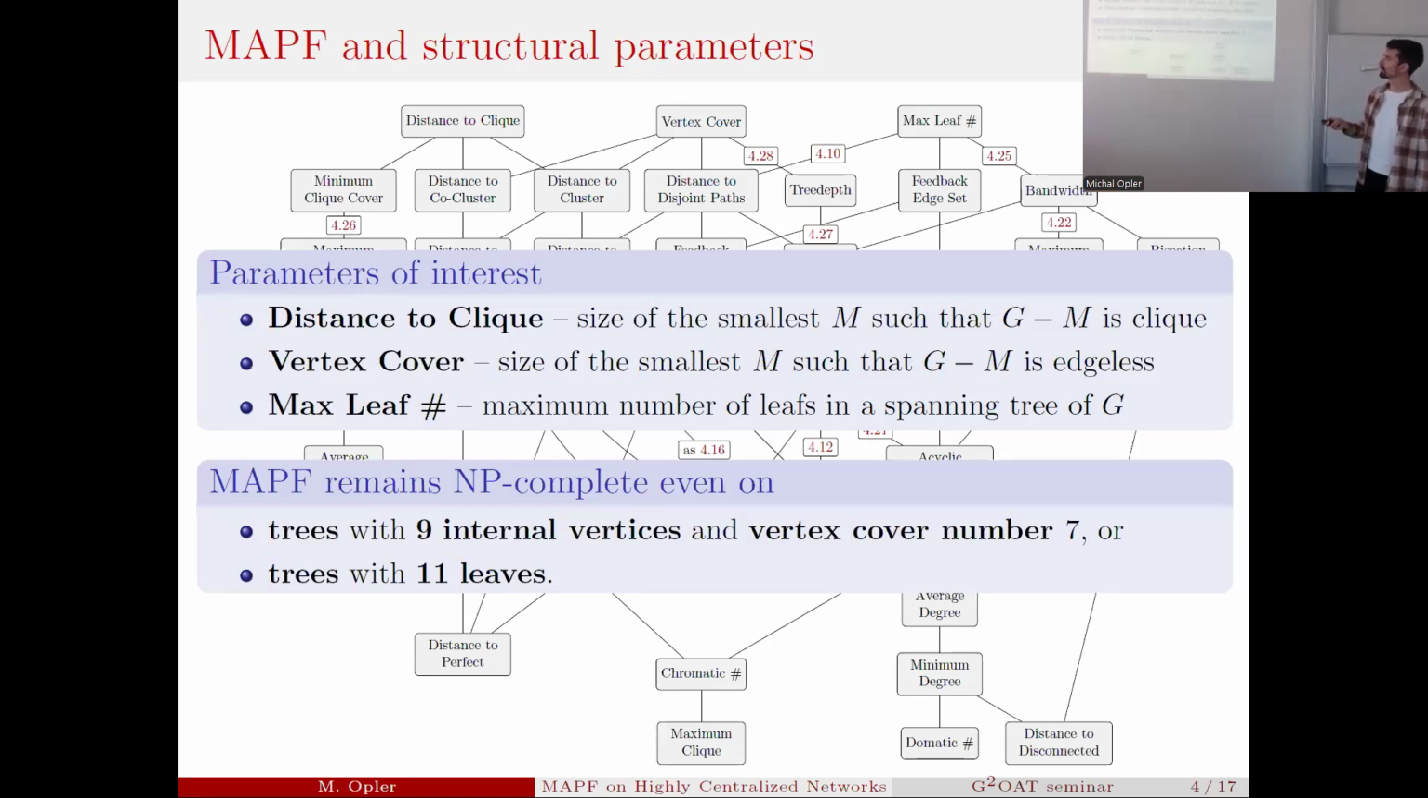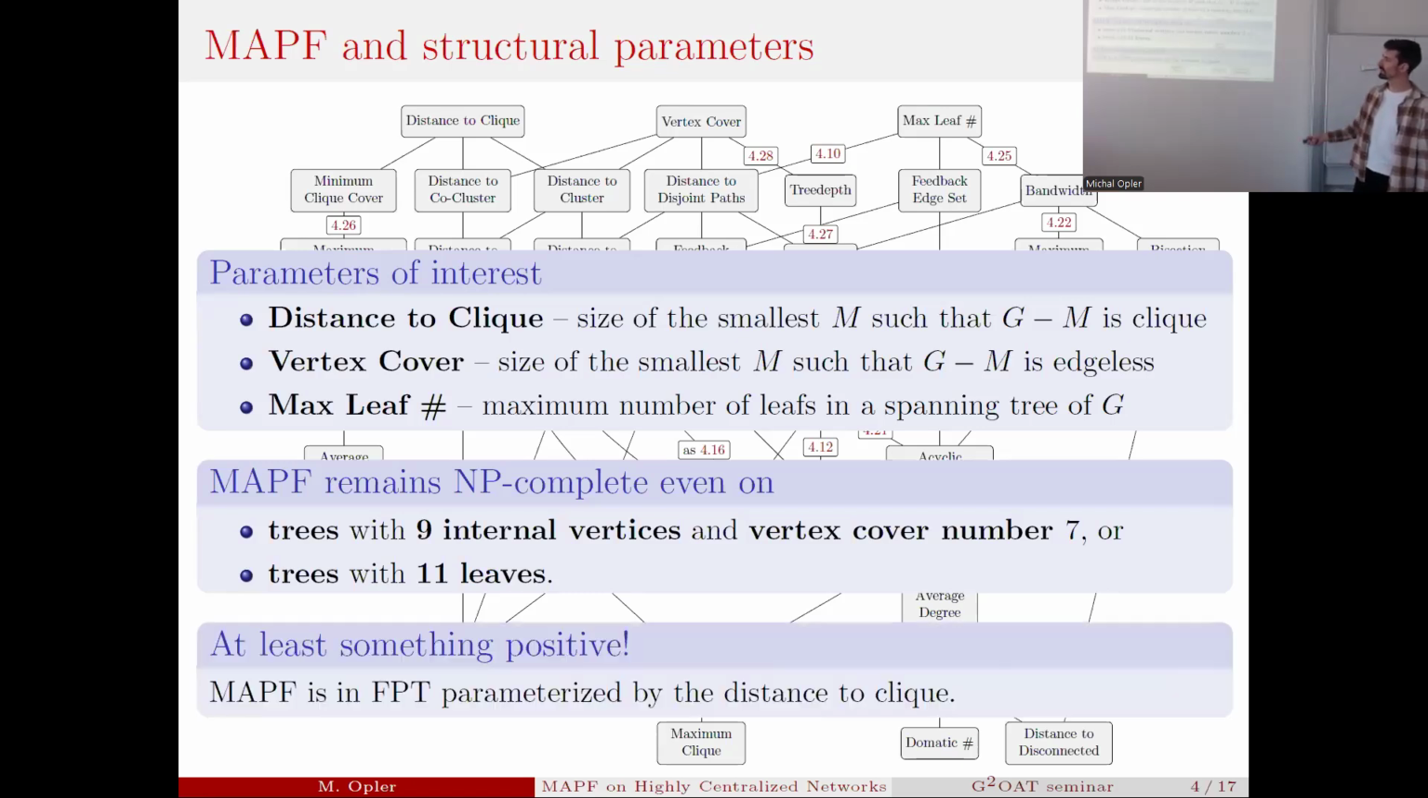And the only redeeming case is distance to clique. When the distance to clique is small in the graph, then this problem can actually be solved by an FPT algorithm, meaning an algorithm with running time some function of the distance to clique times a polynomial in the size of the graph. Right, before we move on, any questions on this?